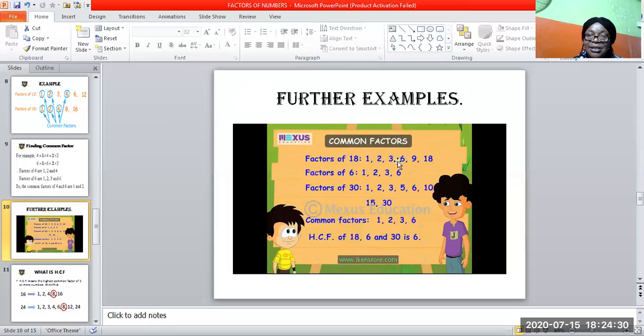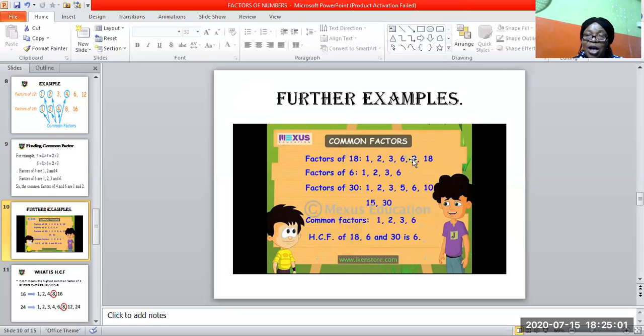So we now say the common factors are 1, 2, 3, and 6. Why? Because 1, 2, 3, and 6 is replicated in number 6, and it is also replicated in number 30. Therefore, we say the common factors in numbers 18, 6, and 30 are 1, 2, 3, and 6.